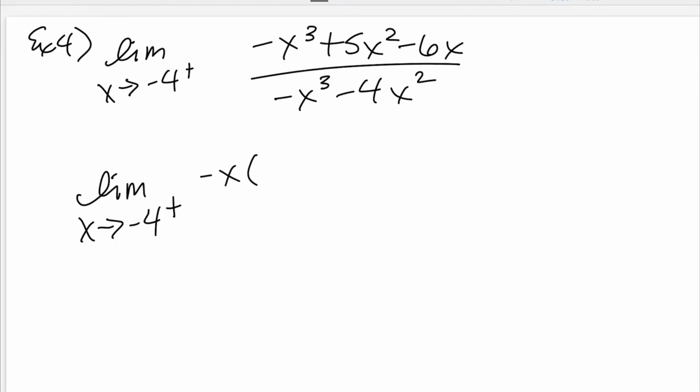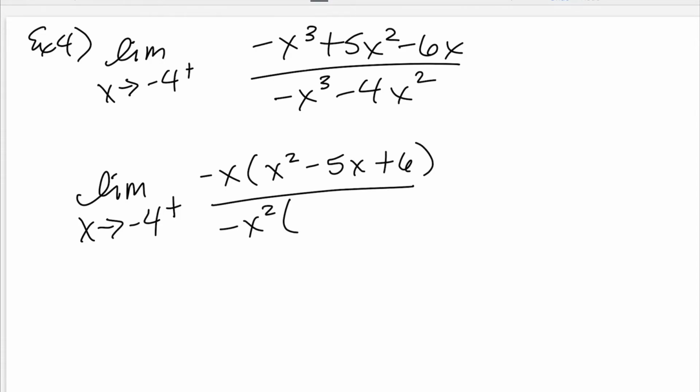I can factor out a negative x from the numerator, and I get x squared minus 5x plus 6 over, I can factor out a negative x squared, and that leaves me with x plus 4. Wow, that's so much nicer, isn't it? Negative divided by negative is a positive. One of these x's on top takes out one of those x's.